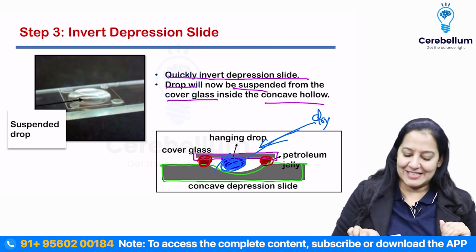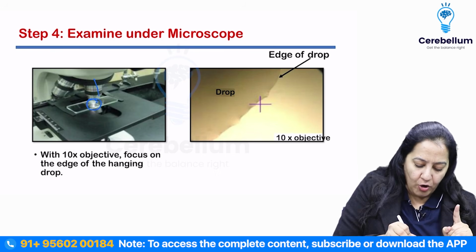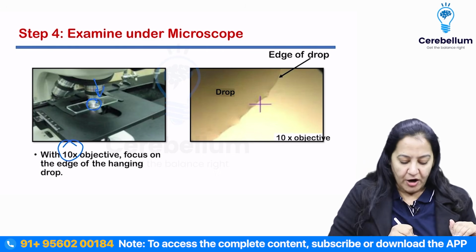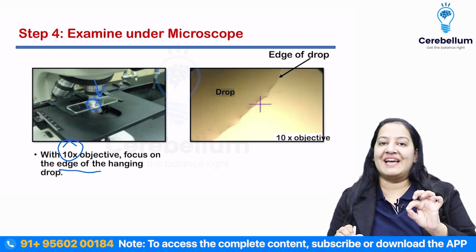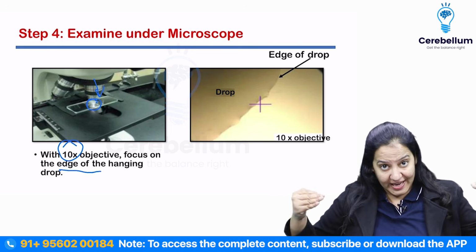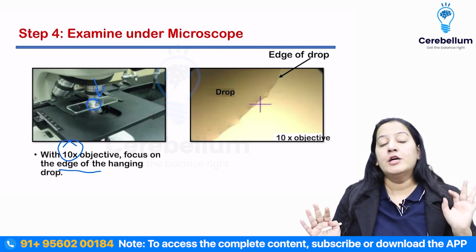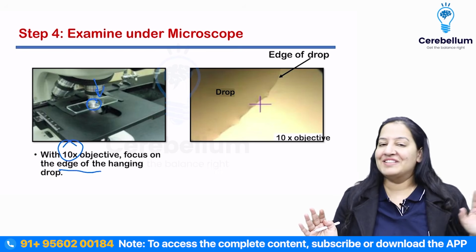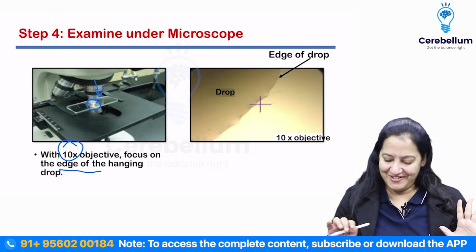So you can see the drop is suspended. Now you have to observe it under the microscope. You can see this is the slide. We are observing it at 10x. At 10x, you have to observe it and start from the edge of the hanging drop. From the edge, don't start from the center. You have to start from the edge towards the center. So there are chances you can see the motility of the bacteria. You can see only the motility. So only motile bacteria can be seen here. The non-motile bacteria cannot be seen on hanging drop preparation. Please mind it. You got my point?